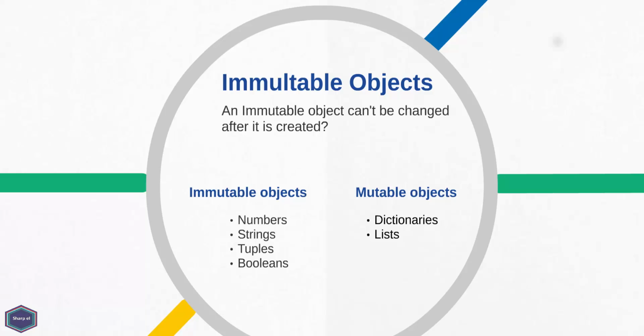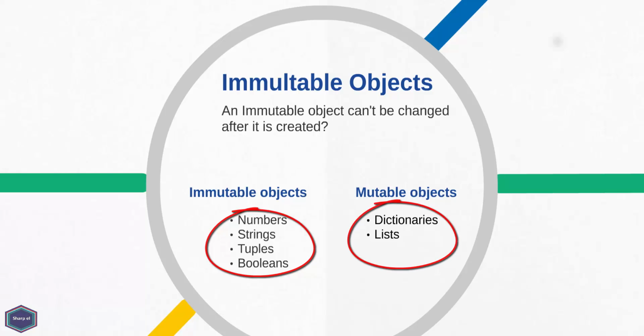As we know, in Python everything is an object. A mutable object can be modified after it has been created. On the other hand, an immutable object cannot be modified after it has been created. What does it mean? Let's characterize first immutable and mutable objects. Immutable objects are numbers like integers and floats, strings, tuples, booleans. Mutable objects are lists and dictionaries.